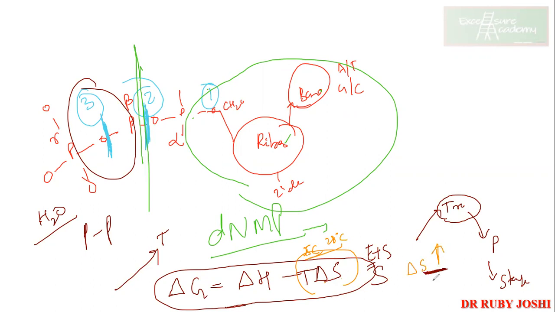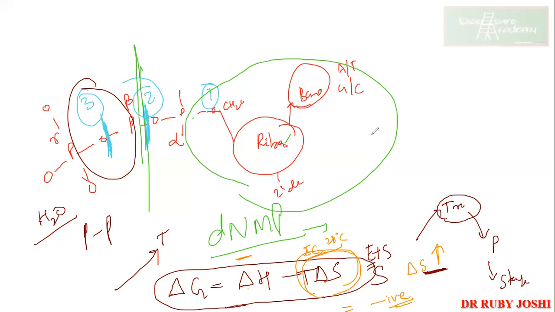Now, what will happen when the delta S is increasing? This quantity is going to be higher. This is delta H. The energy change is always fixed for the system, or it is less. So what will happen? The total quantity is going to be negative, delta G. Right? So delta G is negative, and I know that delta G being negative means the system is allowing the reaction. So it is going to be spontaneous. Okay?